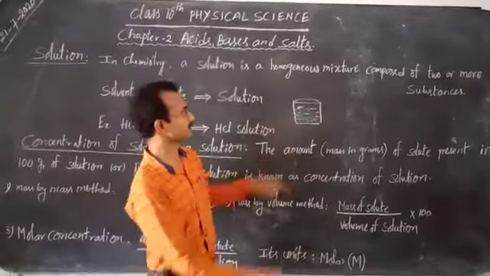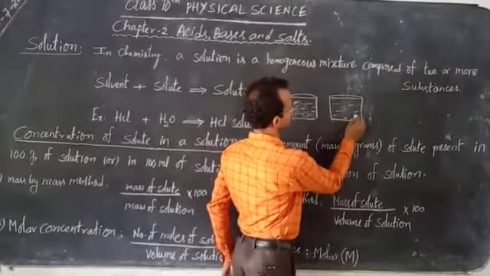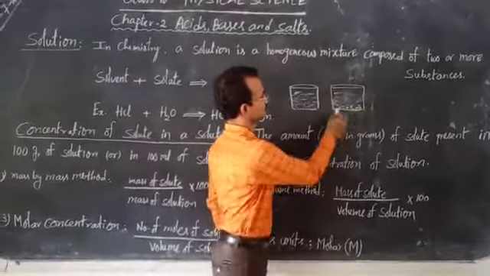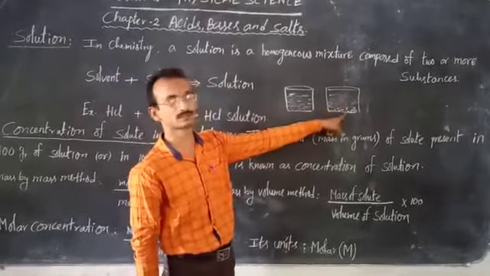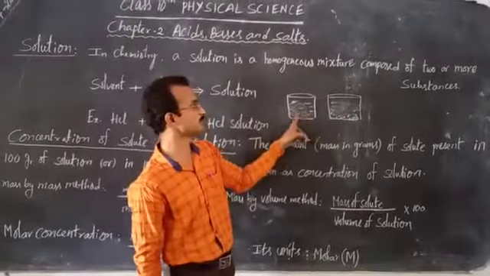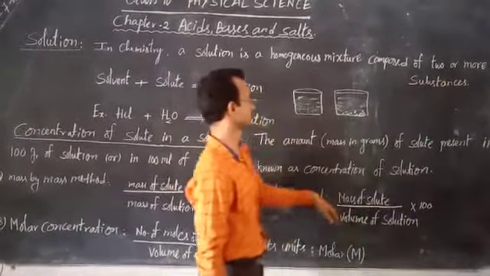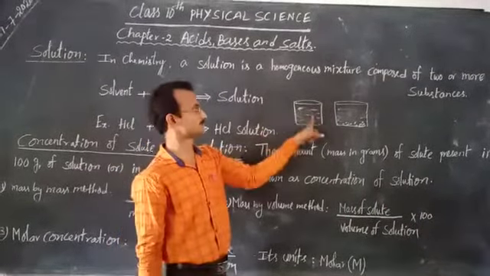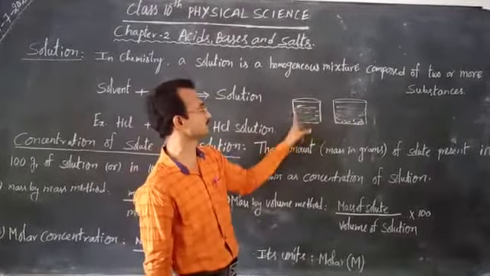What is a heterogeneous mixture? For example, in the beaker of water, if you add some sand particles, then we observe separate boundaries. This is a separate substance. Clearly, we observe that this is different and this is different from this one. So it is a heterogeneous mixture. But a solution is a homogeneous mixture which consists of two or more substances. That is what a solution is. Our concept is that a solution means a homogeneous mixture.